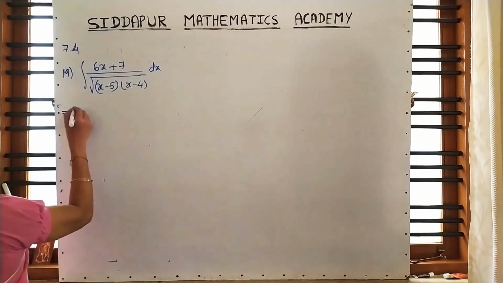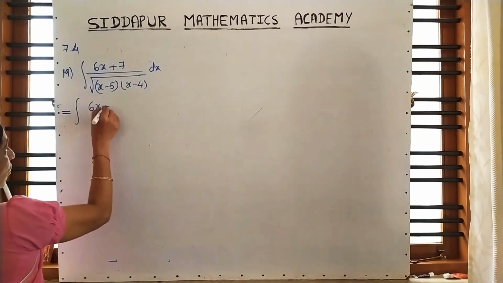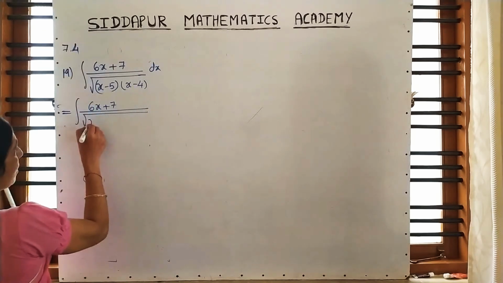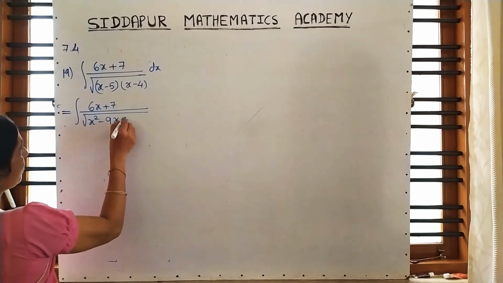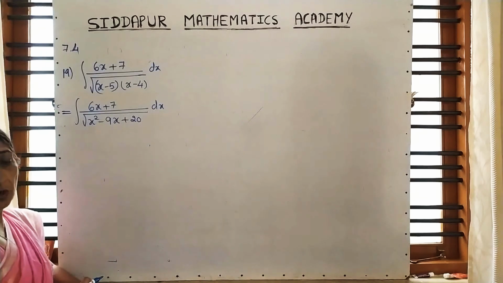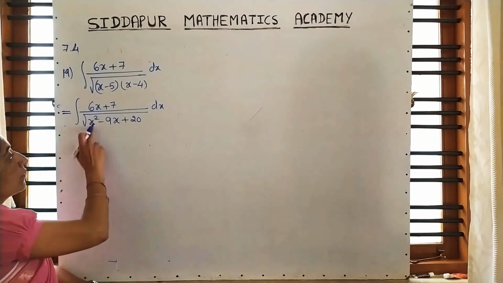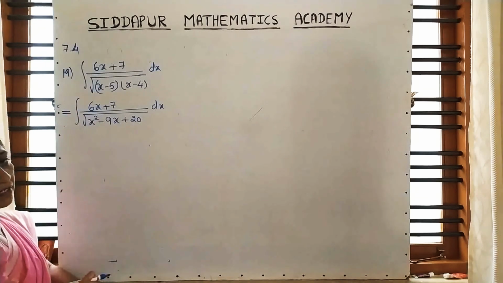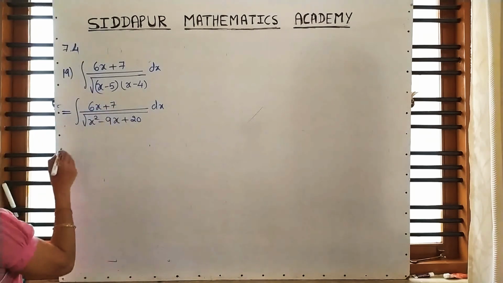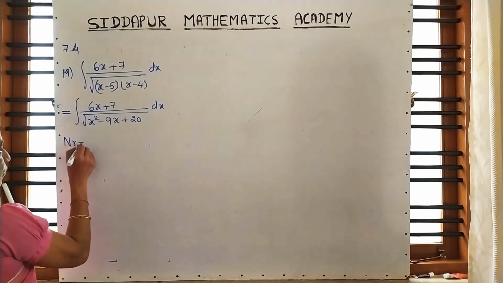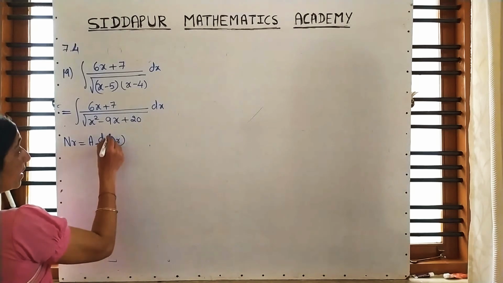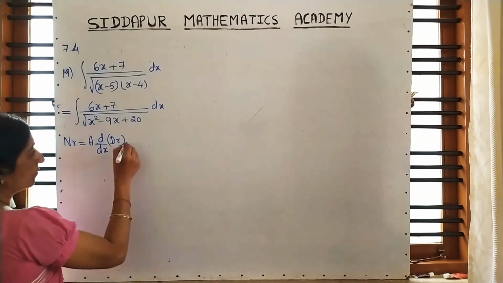They are under root. First multiply and write it in the quadratic form. Root of, when you multiply these two, x square minus 9x plus 20. Now check whether the differentiation of denominator gives you numerator. No. Differentiation of x square is 2x, but we have a 6x. And differentiation of minus 9x is minus 9. We have 7 here. So which formula? Numerator is equal to a into differentiation of denominator, denominator is without root, plus b.